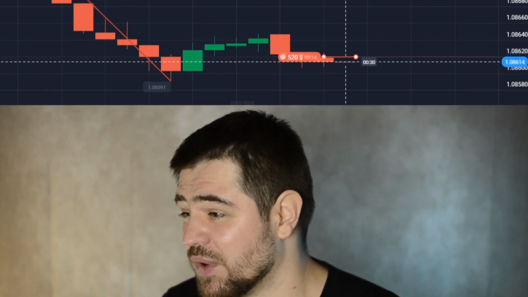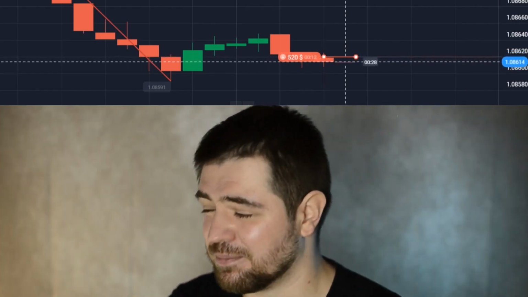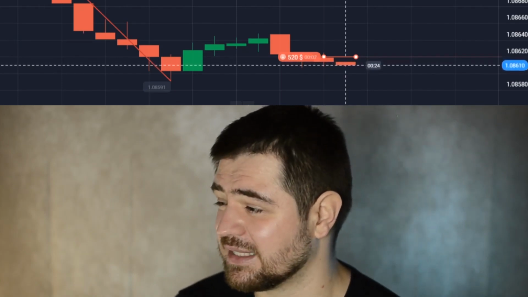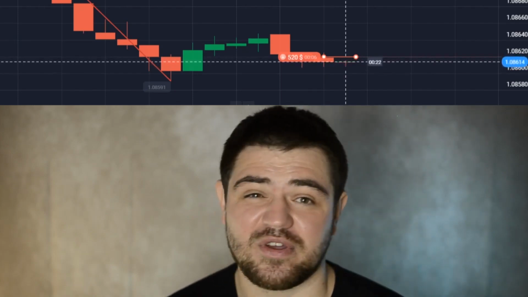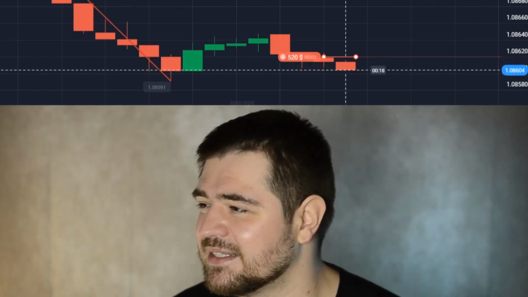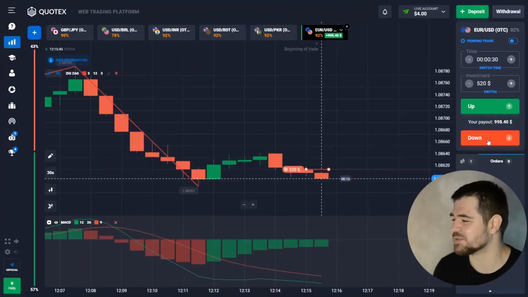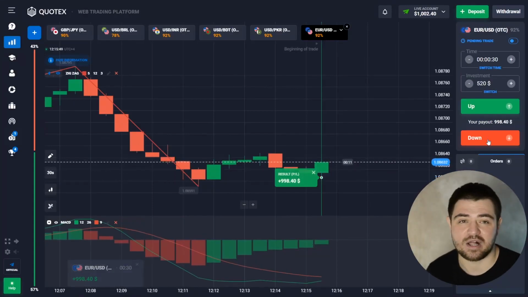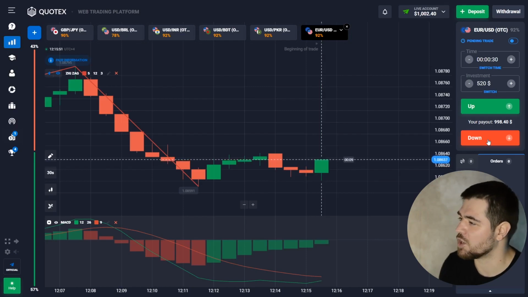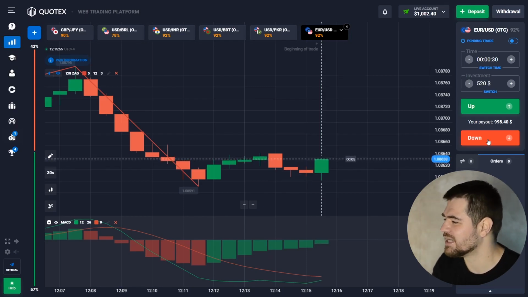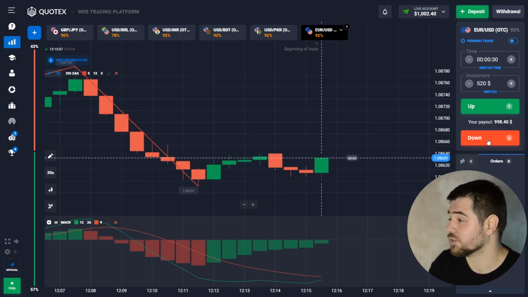MACD is showing kind of a bearish mood. It's looking down. Both of the lines are looking down, so we're going to use that only for 30 seconds, to our advantage to make a nice profit. 92% payout at this point, and here we are, $998 just in with that option. So we're going to go ahead and continue with 1,000 next.